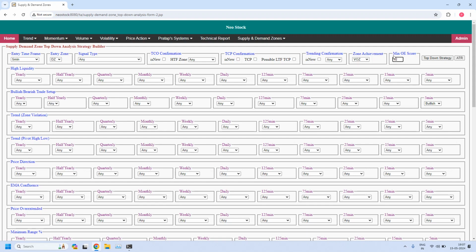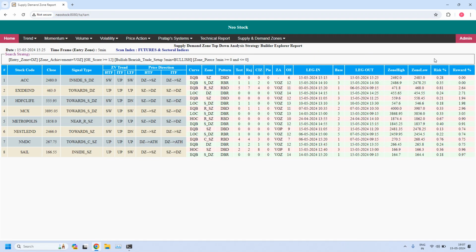Now this time all these parameters are applied to the 5 minutes demand zone. Entry time frame 5 minutes, entry zone is demand zone. Now with these filters, let us generate the list. Now 8 stocks are filtered. These 8 stocks are supporting bullish trade setup for hourly income trade.